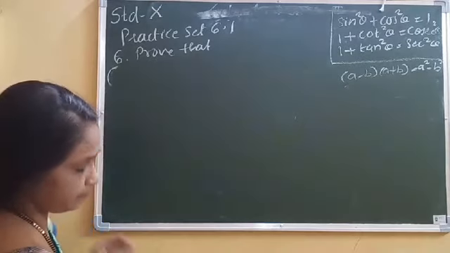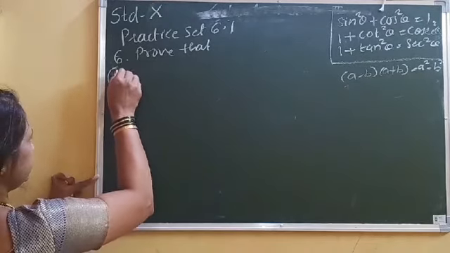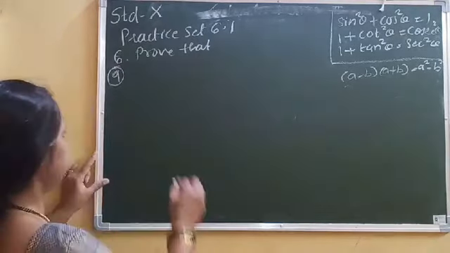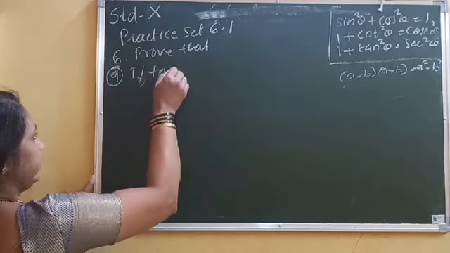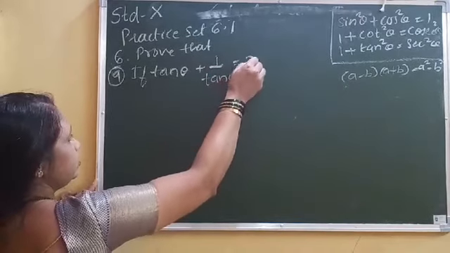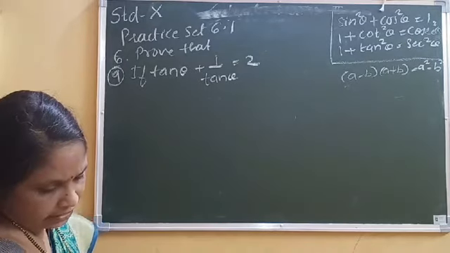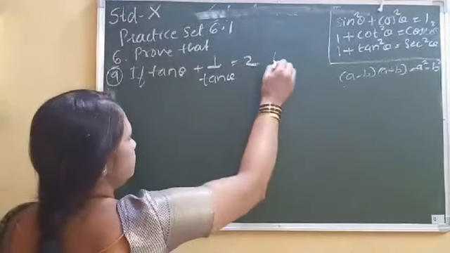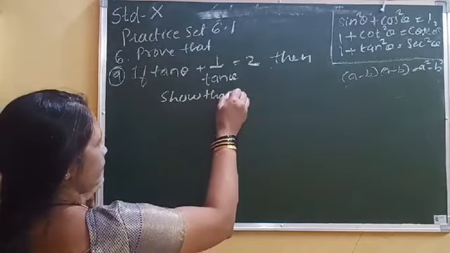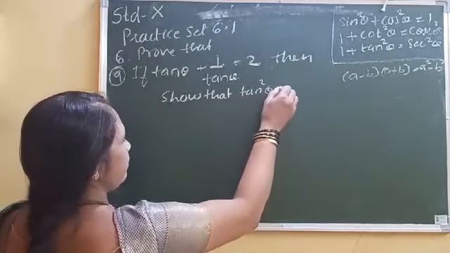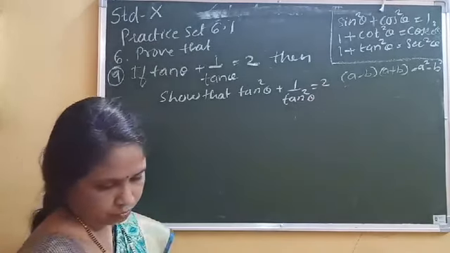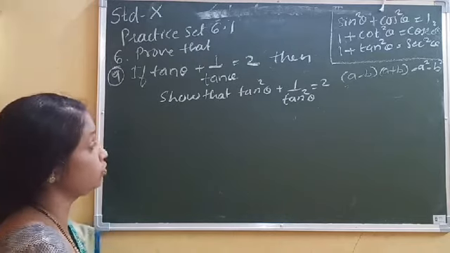Next example is the 9th example. So what is it? If tan theta plus 1 upon tan theta is equal to 2, then show that tan square theta plus 1 upon tan square theta is equal to 2. This you have to show.